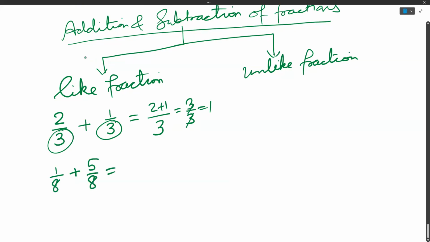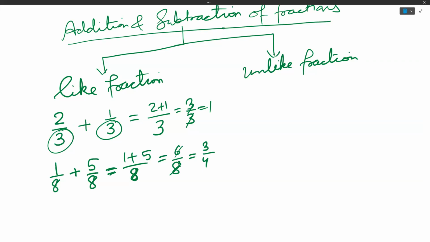Like 1/8 and 5/8. So write the denominator. Don't add the denominator. Don't write 8 + 8 = 16. Denominator will be 8 only. Common denominator will be same as the like fraction denominator. And add the numerator. So numerator would be 5 + 1 = 6, so 6/8. Can you simplify it further as 3/4? Easy na? Children, it is easy na? Please note it down.